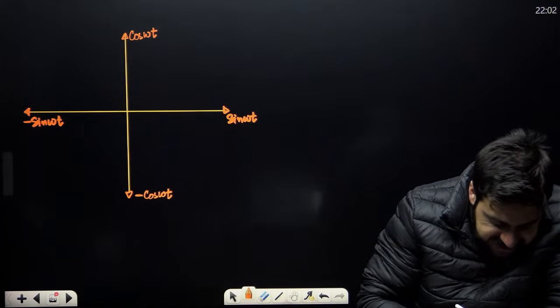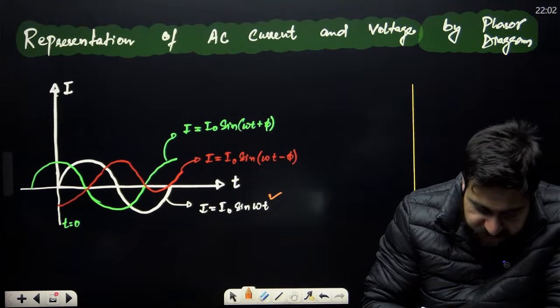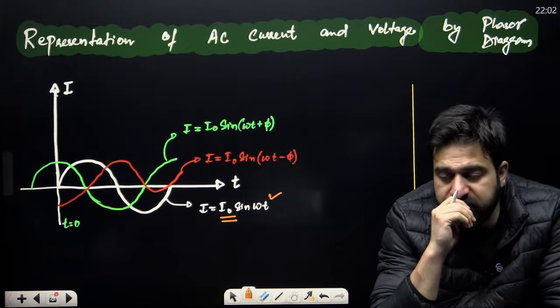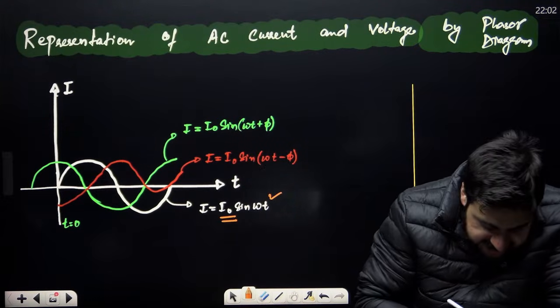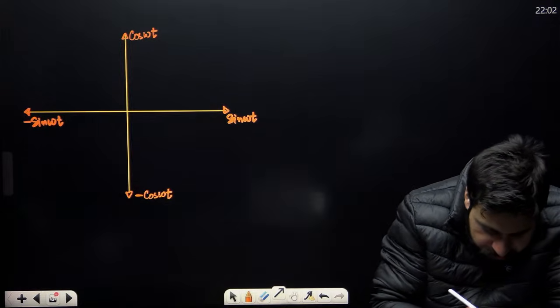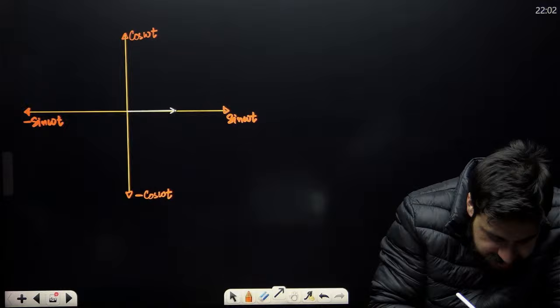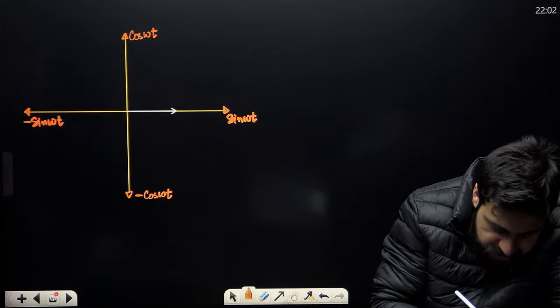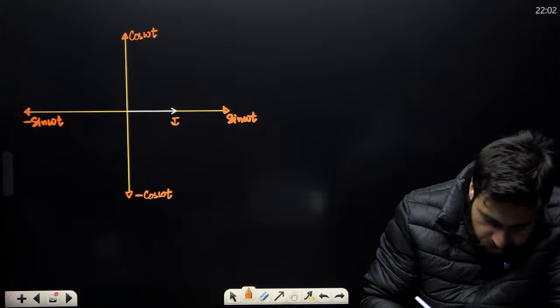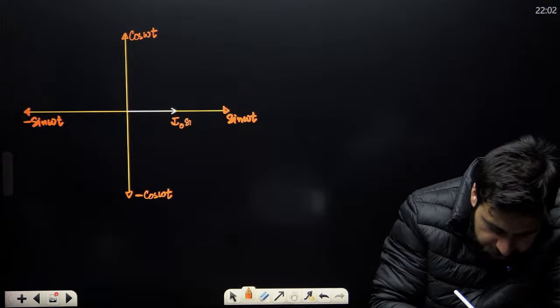Now guys, first axis, first one. I naught sine omega t, this one. We need to mention this on this axis only, x-axis only. Why, sir? Because it is sine omega t only. So mention it on this axis only. So this is I would say I1, or I would say I naught sine omega t.